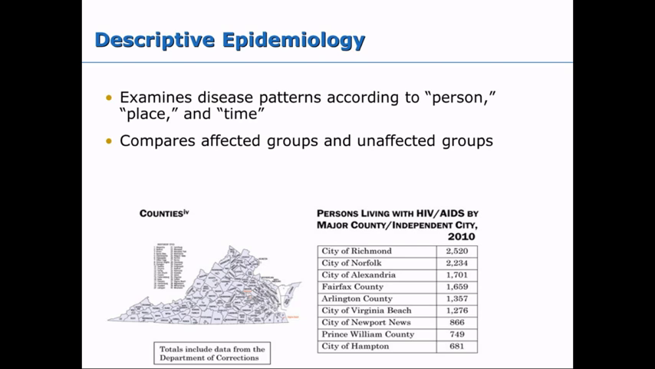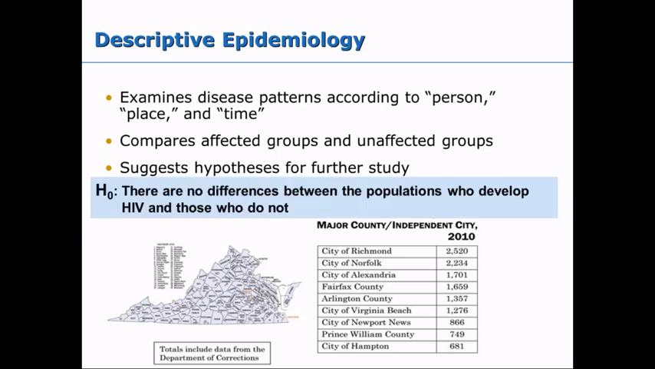As you can see, descriptive epidemiology sets up the questions for researchers to investigate who, where, and when populations develop disease or increased injuries. These data are then used to develop hypotheses for further study. A broad general hypothesis for the HIV example we just described might have been: there are no differences between the populations who develop HIV and those who do not.